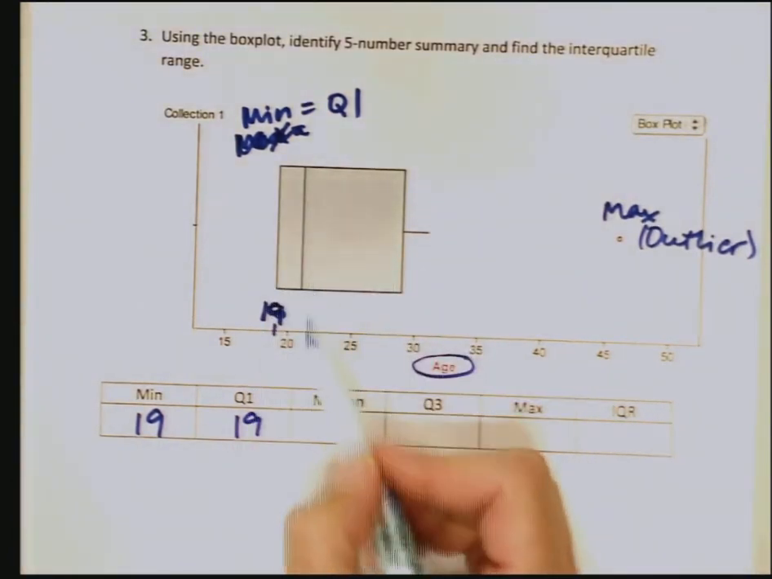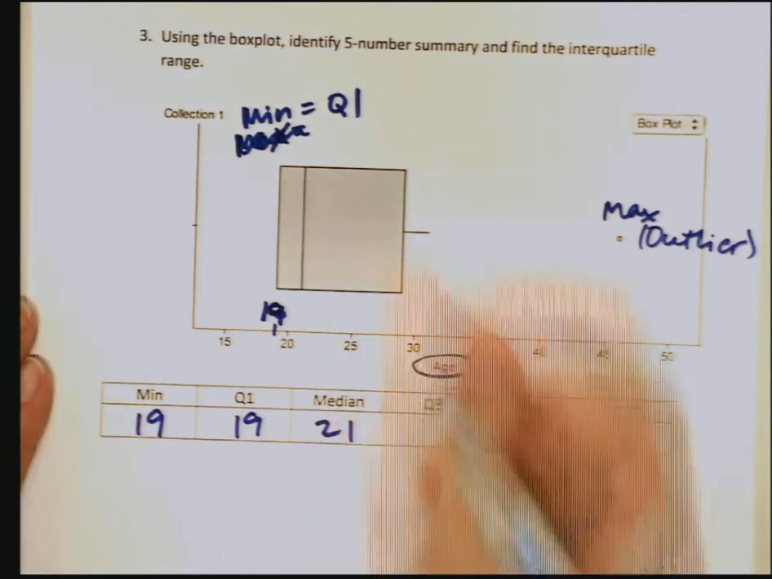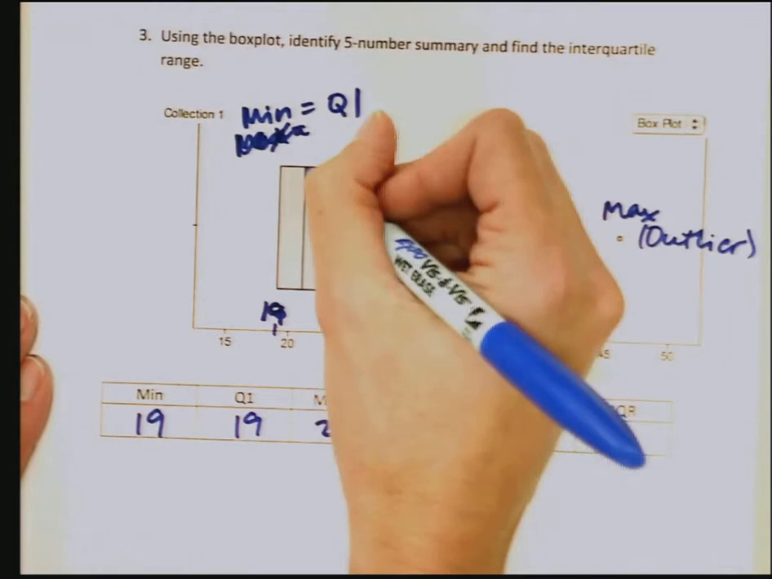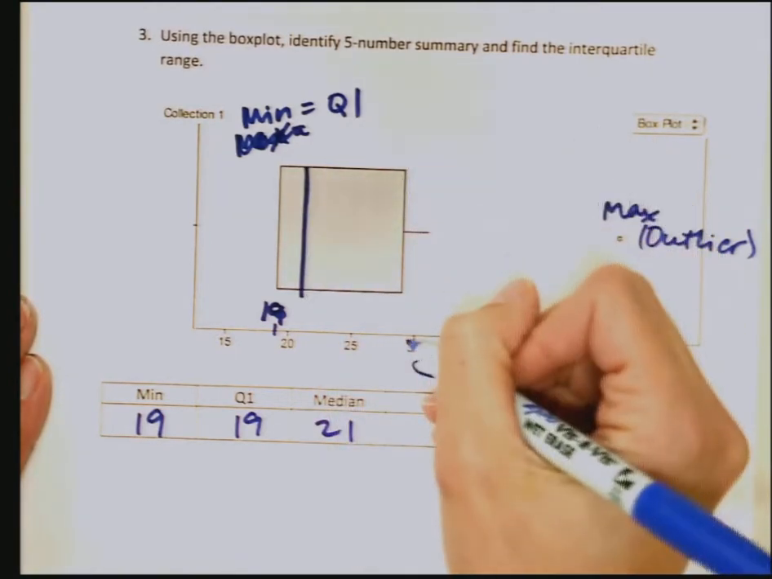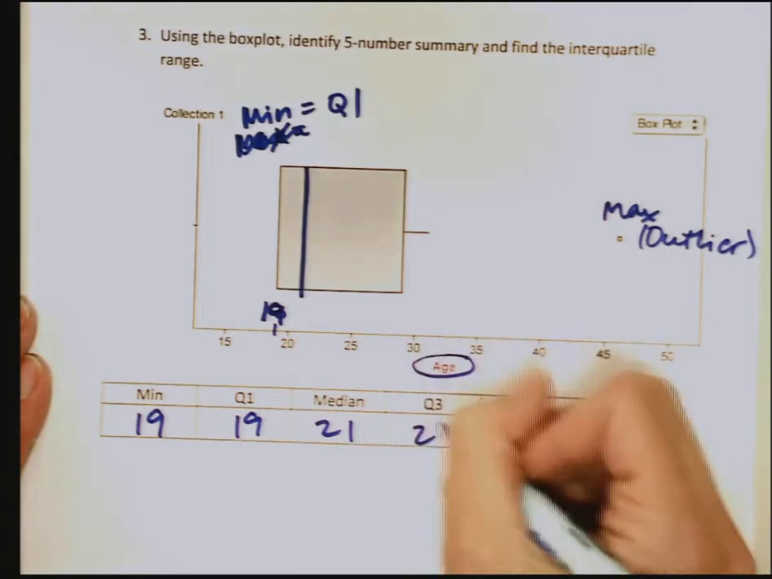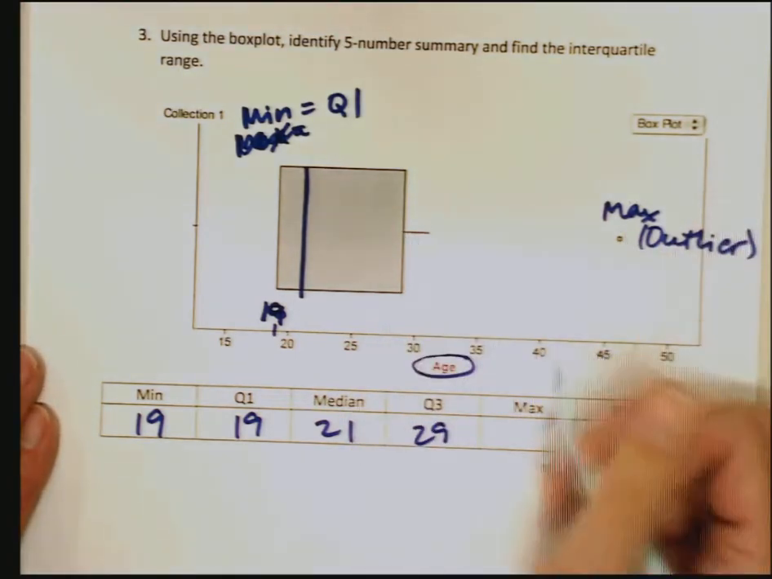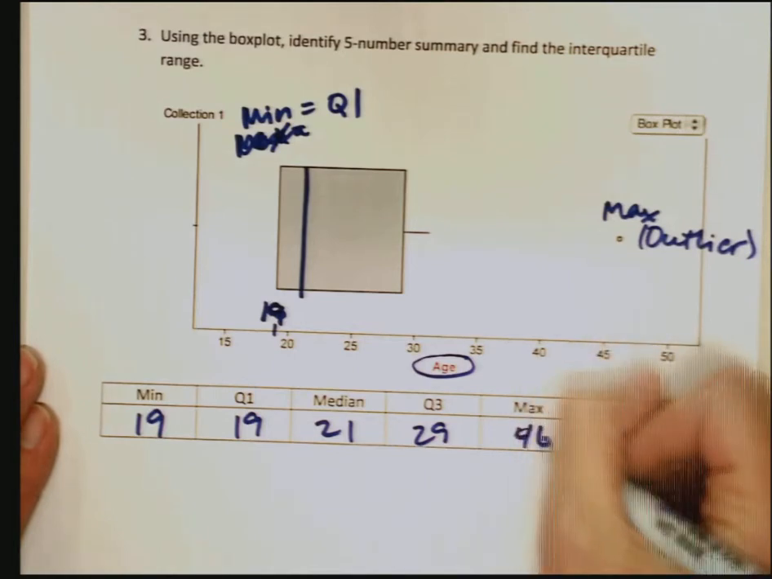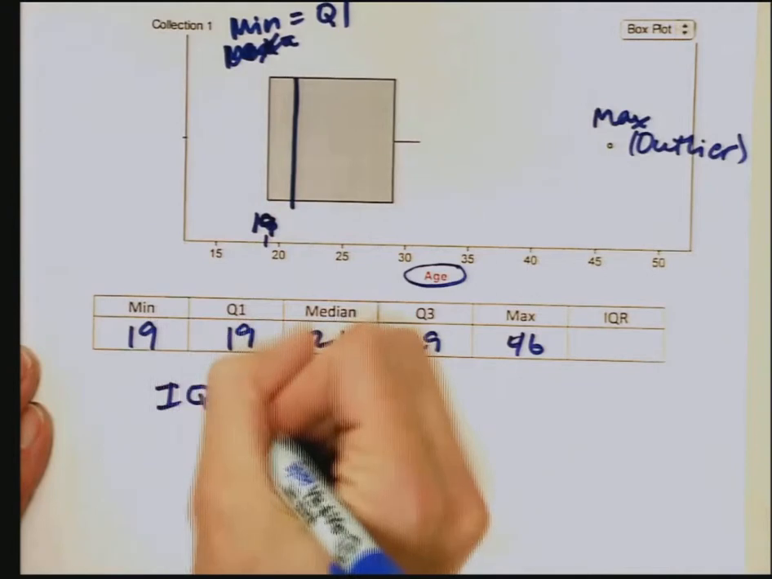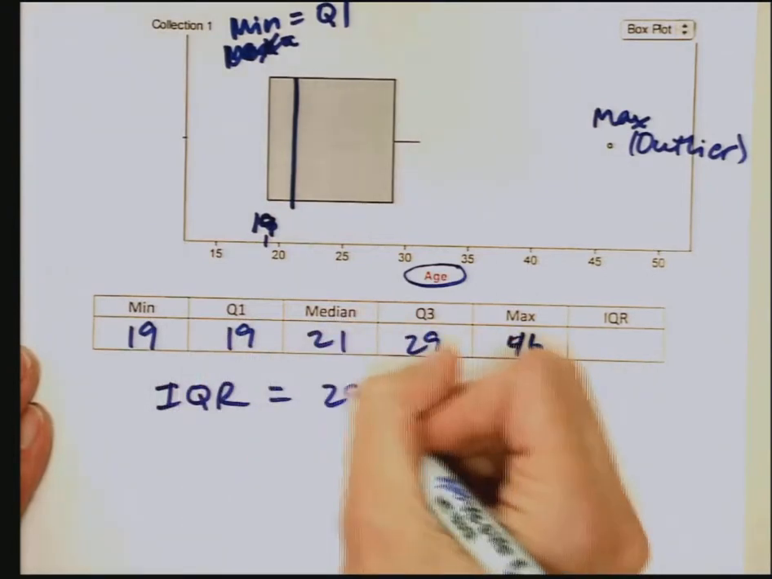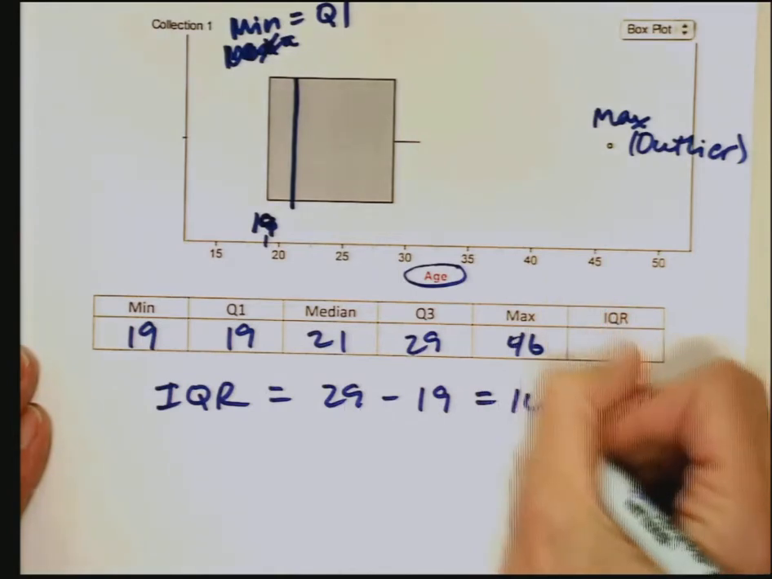And it looks like the median is right around 22 or so, and it turns out to be 21. So that would be my median right here. Quartile 3 looks like it's maybe 29, and it is exactly 29. And then the maximum is this value right here, which is 46. Let's go ahead and do that interquartile range. So the interquartile range is 29 minus 19, which is 10.